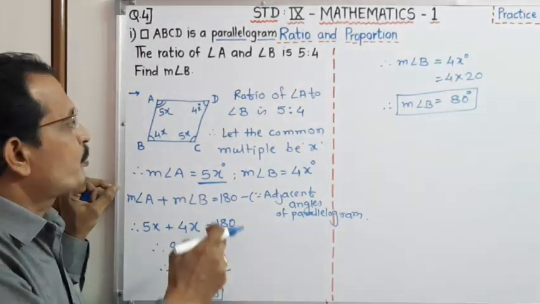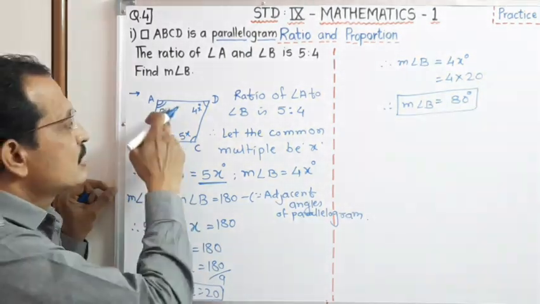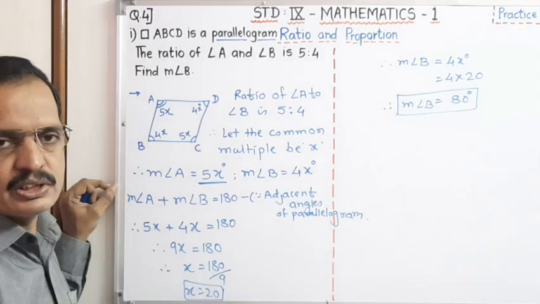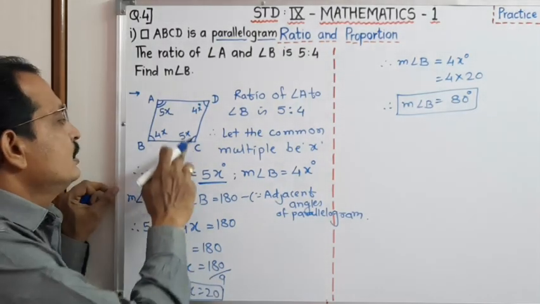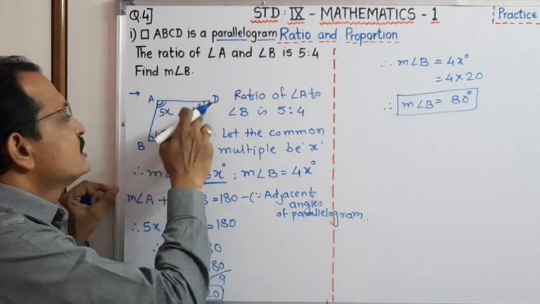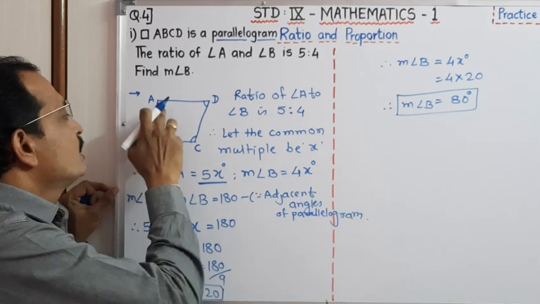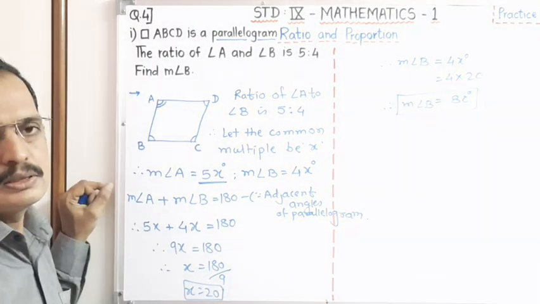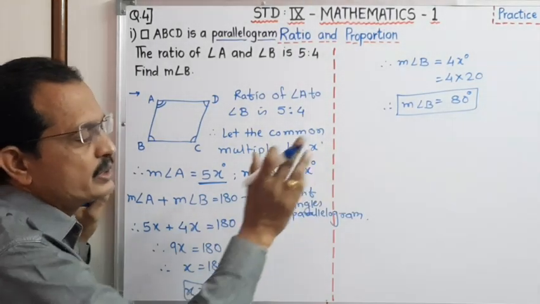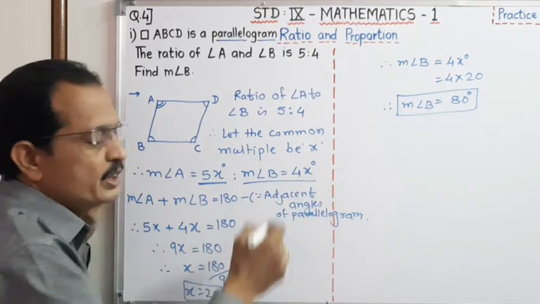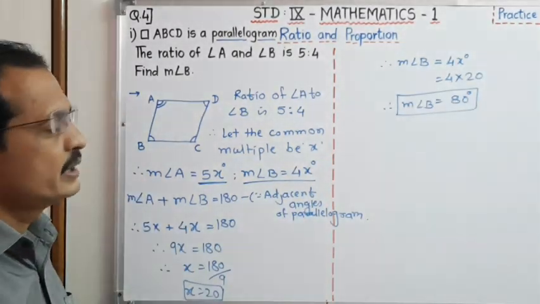And with another property, we get the measure of all the angles of the quadrilateral. The sum of all these angles is equal to 360. And dear students, you can solve and find out the value of x. I think the first method is very easy. We have to remember only one property of the parallelogram, that adjacent angles are supplementary. We get the value of x and we substitute it in the measure of angle B, which is 4x, 4 into 20, 80 degrees. In this way we can solve this sum very easily.